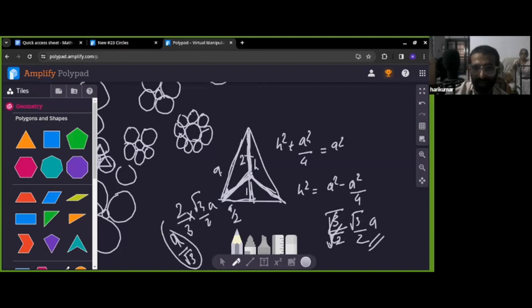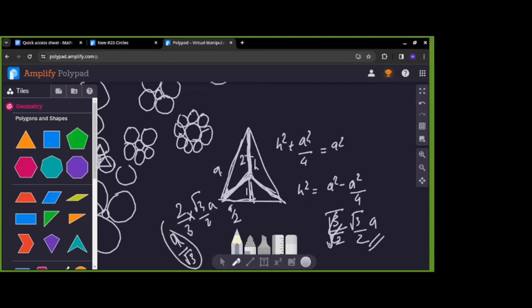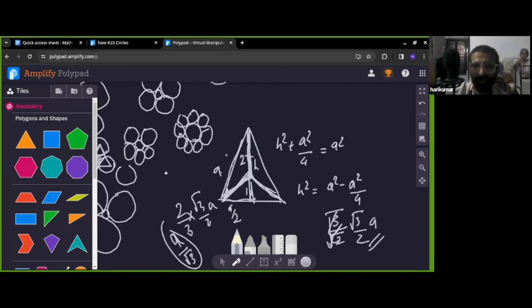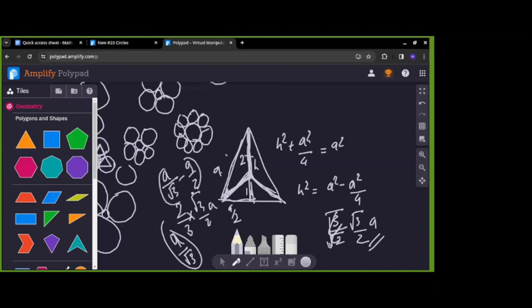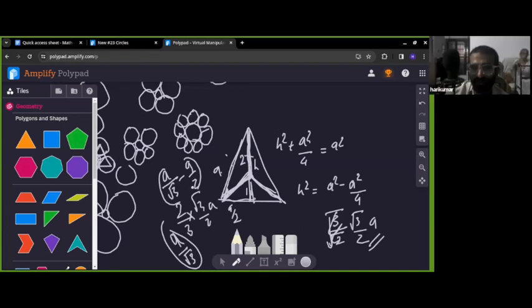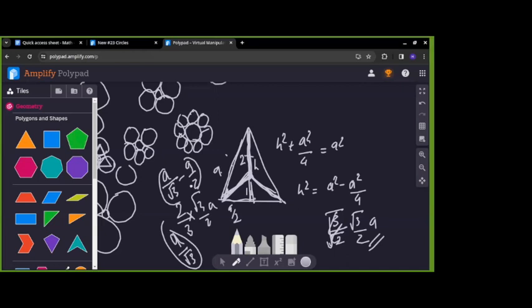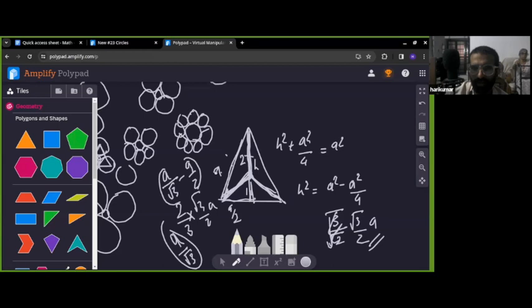So this is a by root 3. Now our thing is a by root 3 minus a by 2. I think it will be a minus a by root 3, by 2.